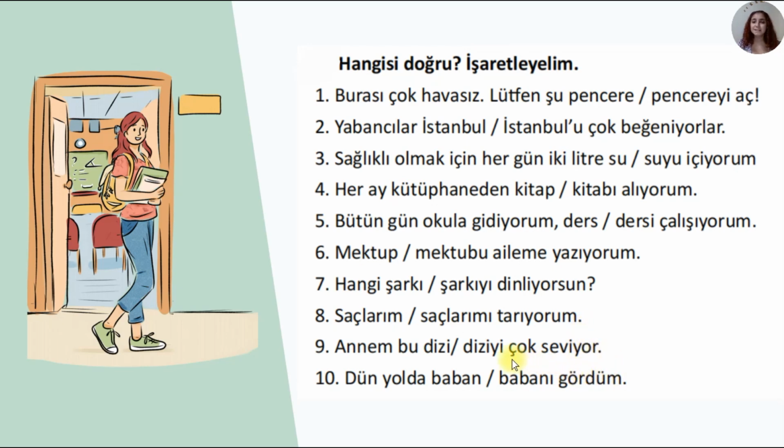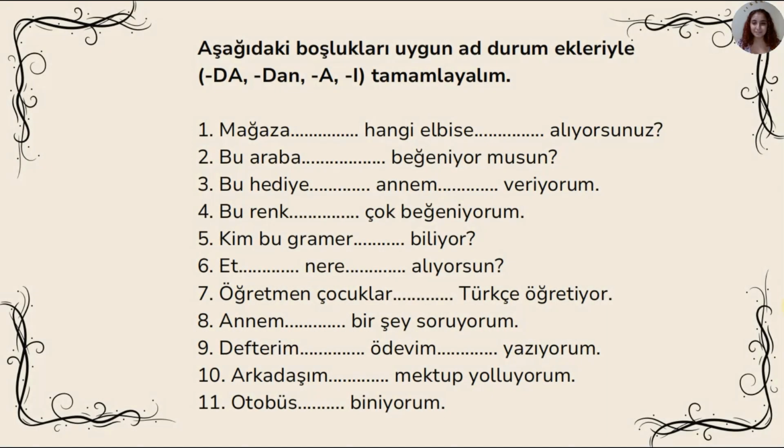Annem bu diziyi çok seviyor. You're right, because of bu. Good point. Bu diziyi çok seviyor. She likes that series so much. Dün yolda, yesterday on the road, on the way, babanı gördüm. I saw your father. Babanı gördüm because of baban. A possessive as the object of the sentence requires accusative. Okay. How was it? Share your results with me.